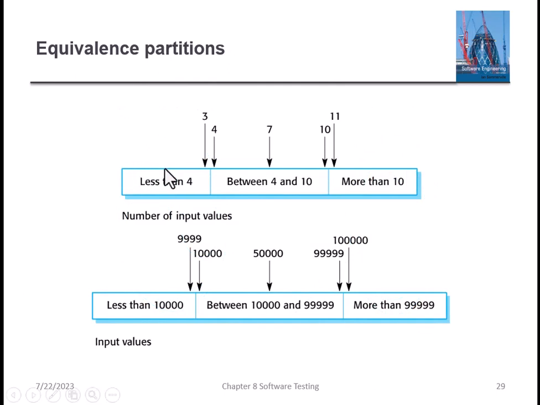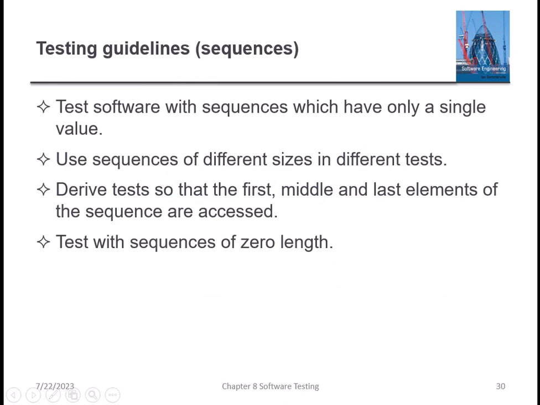For example, one partition is less than 4, between 4 and 10, and more than 10. For less than 4, the output should be in this range. Between 4 and 10, output should be in this range, and for more than 10, output should be in this range.